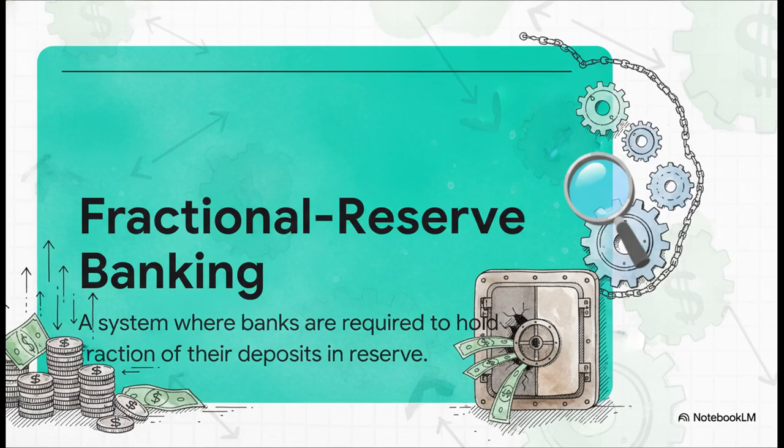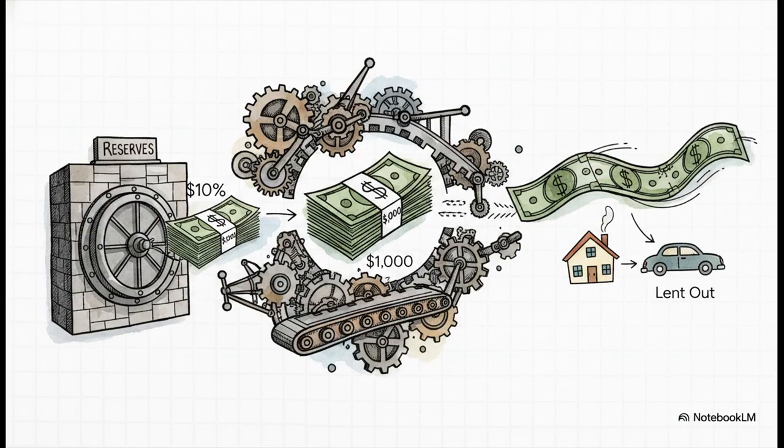But banks don't just let that cash sit in a vault. That's where fractional reserve banking comes in. Let's say the rule is they have to keep 10%. They hold on to $100 and can loan out $900.